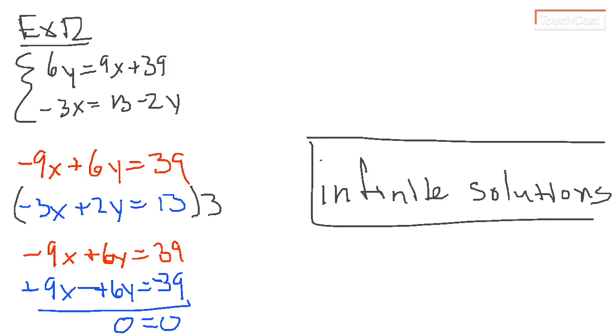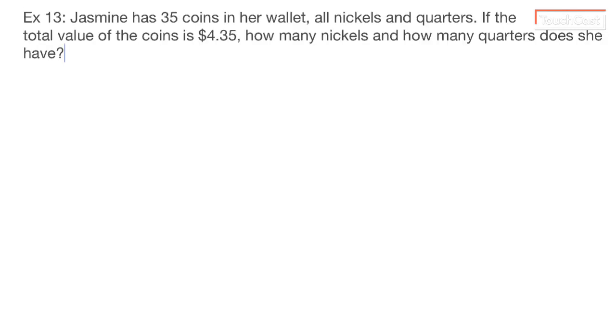And I think we might have time to squeeze in one application example into this video, so let's do that. So we're going to look at example 13. Example 13 reads, Jasmine has 35 coins in her wallet. All of them are nickels and quarters. If the value of the coins is $4.35, how many nickels and how many quarters does she have?